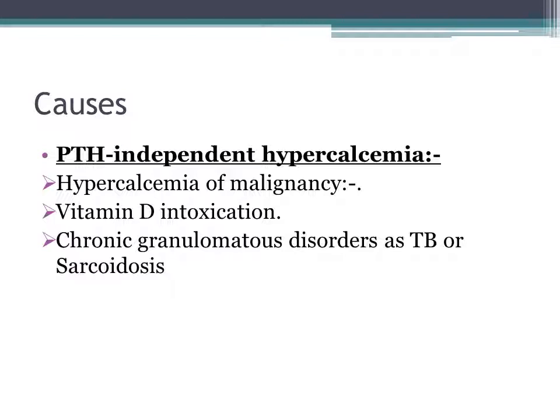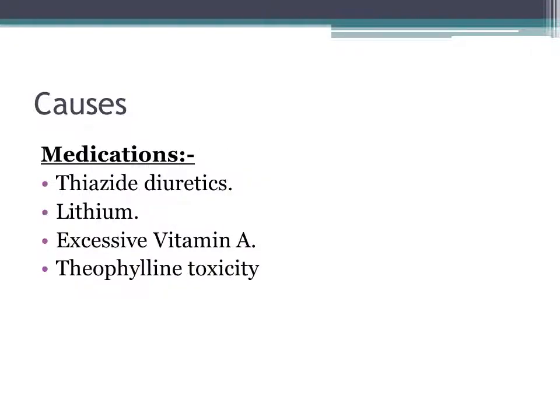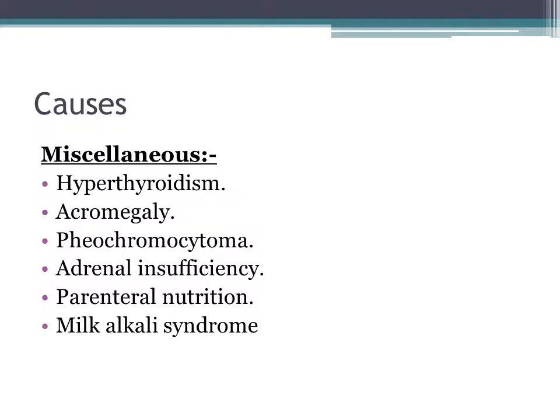PTH independent hypercalcemia like hypercalcemia of malignancy, vitamin D intoxication, or chronic granulomatous disorders like TB or sarcoidosis. Medications like thiazide diuretics, lithium, which is used as an antipsychotic, excessive vitamin A, and thiopurine toxicity. Other causes like hyperthyroidism, acromegaly, pheochromocytoma, adrenal insufficiency, and these may be the endocrinal causes of hypercalcemia, parenteral nutrition, and milk alkali syndrome.